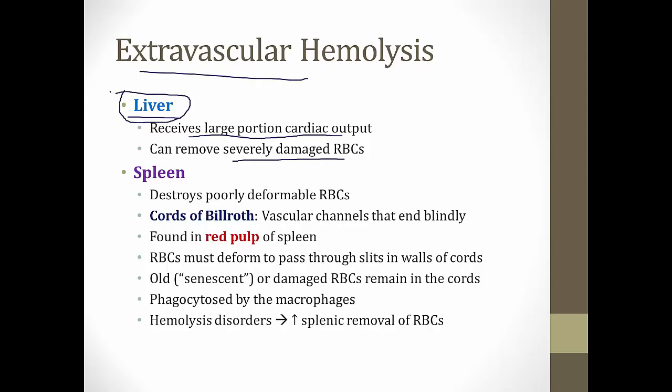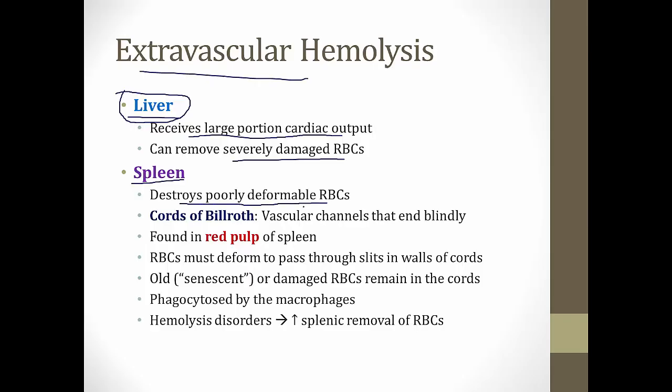However, the much more important organ in terms of extravascular hemolysis is the spleen. And that's because the spleen's job under normal circumstances is to remove damaged red blood cells. So in the setting of a hemolytic disorder, the spleen can start taking more red cells out of circulation than normal. So the spleen's job under normal conditions is to destroy poorly deformable red cells.